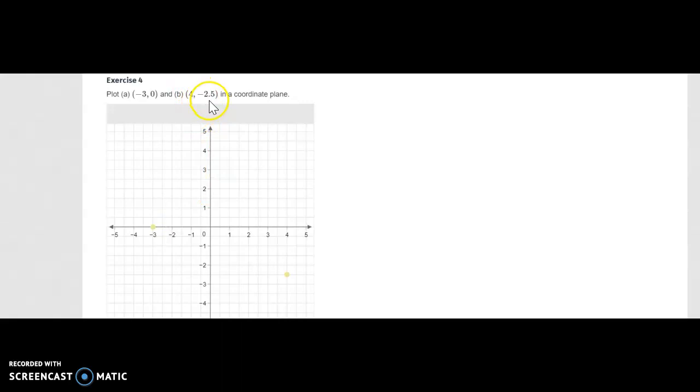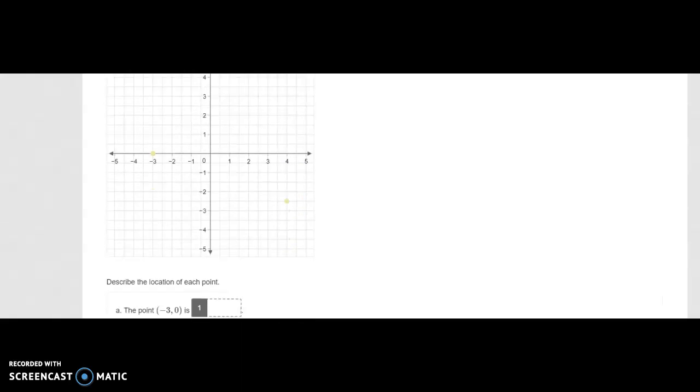B says 4 and negative 2.5. So again, we start at 0, and we do x first. 1, 2, 3, 4. There's our x, and now we have to do the negative 2.5. 1, 2, and halfway between that would be 0.5. So there's our second dot.